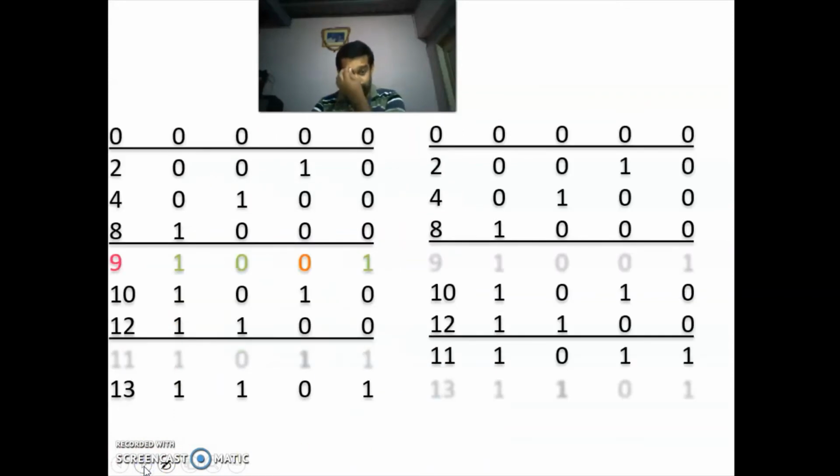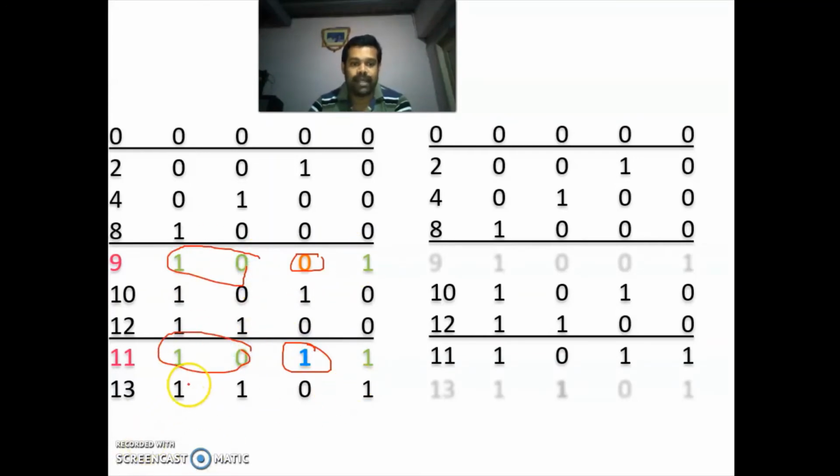Now we are going to compare 9 with 11. So only one variable is changing. This variable is changing. All the others are same. Here first two same, and last one also same. So the expression is 10, and this bit is changing, so 10x1.